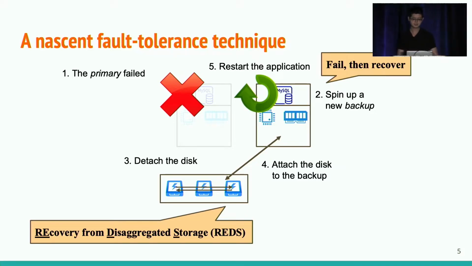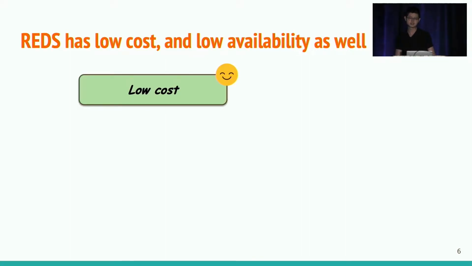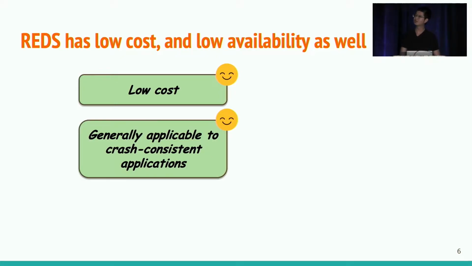We call this recovery from disaggregated storage, or RED. So basically, when failure occurs, a newly spawned backup instance recovers application state from disaggregated storage and continues serving the application. Compared to the traditional application-level replication that requires multiple replica instances of the application, such as primary-backup replication, RED only requires one running instance at all times, bringing significant savings on capital costs. RED is also generally applicable to any crash-consistent application.